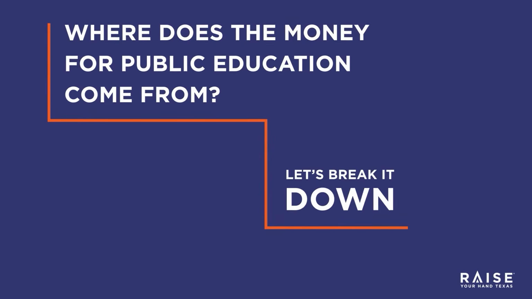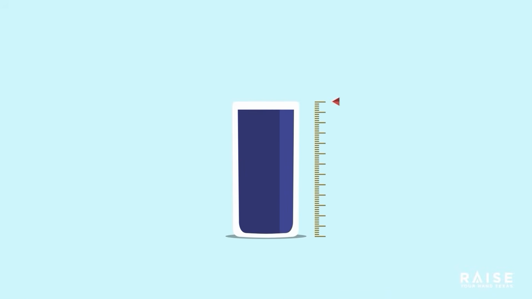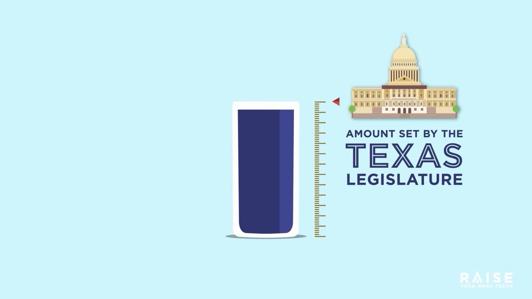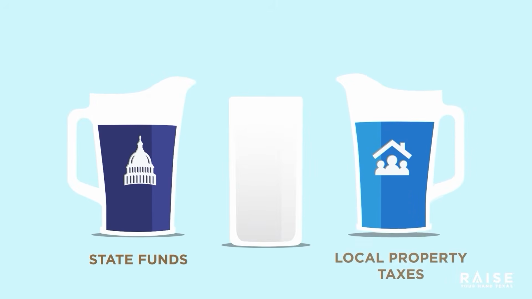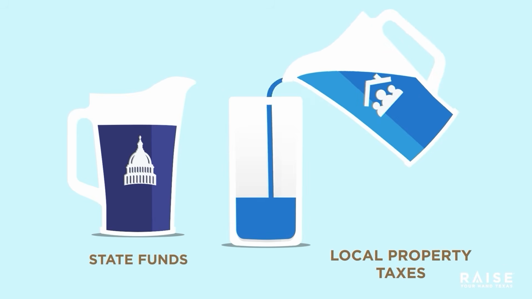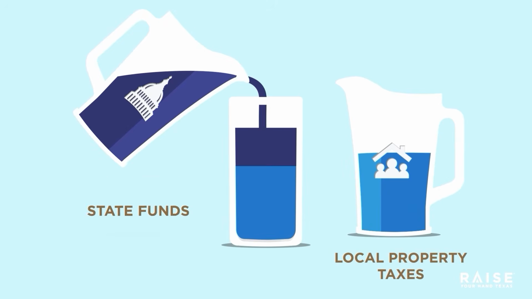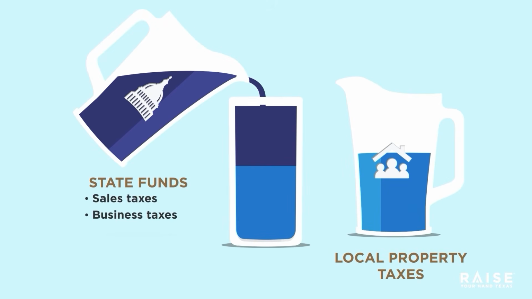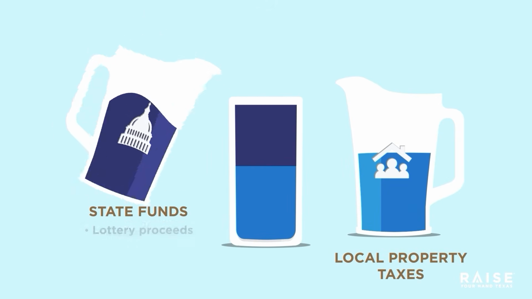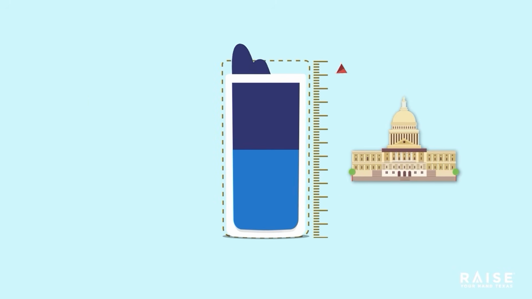Let's break it down. First, think of funding schools like filling up a glass of water. The water in the glass represents the amount of money the Texas legislature allocates to educate each student. The water is sourced from two primary pitchers. The first is school district revenue generated by local property taxes. The second is state funds, which are generated by things like sales taxes, business taxes, and a portion of lottery proceeds. The water glass has the ability to shrink or grow.